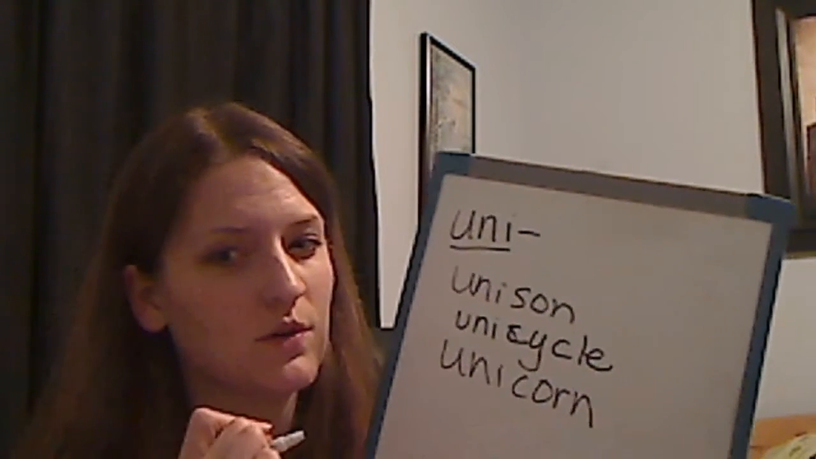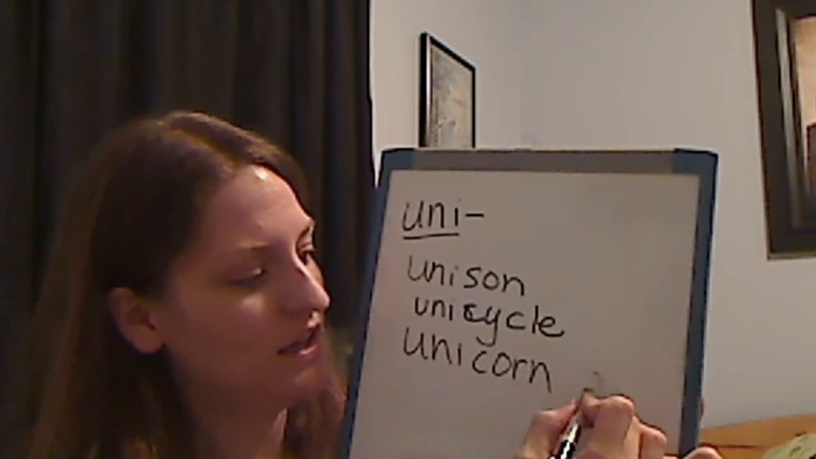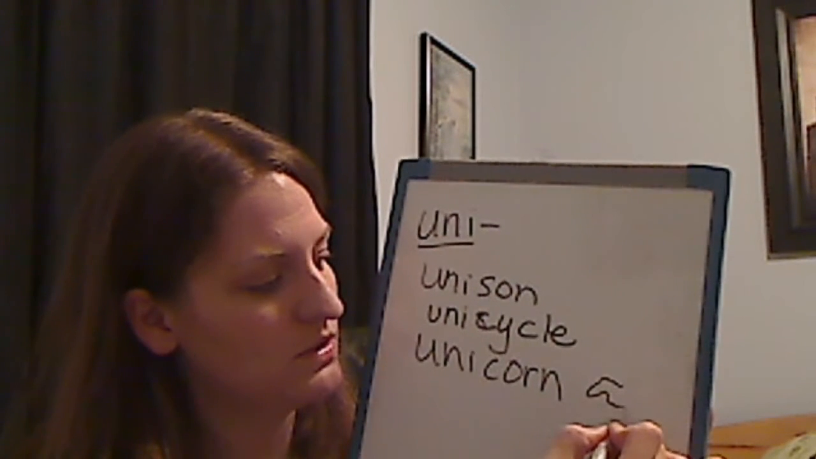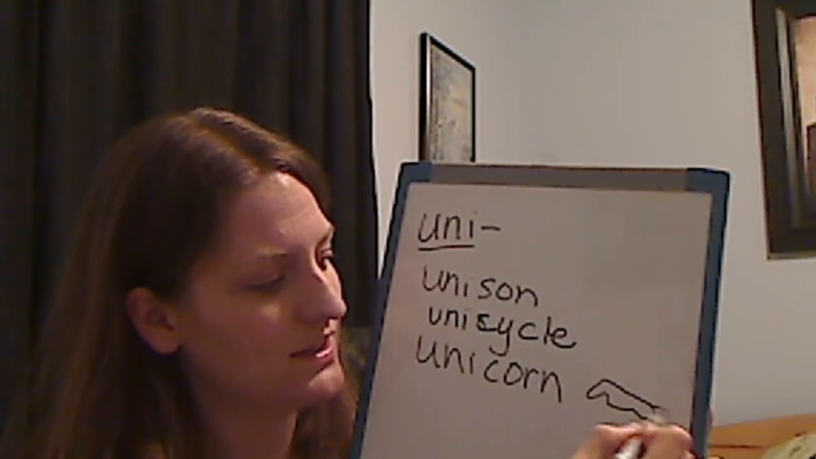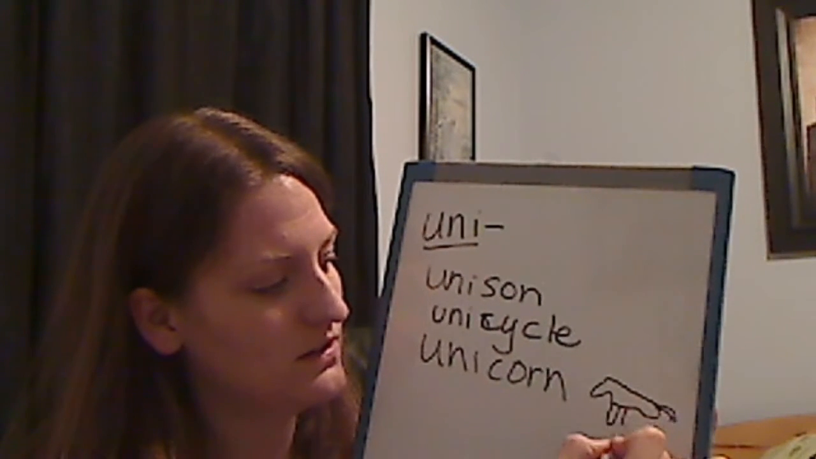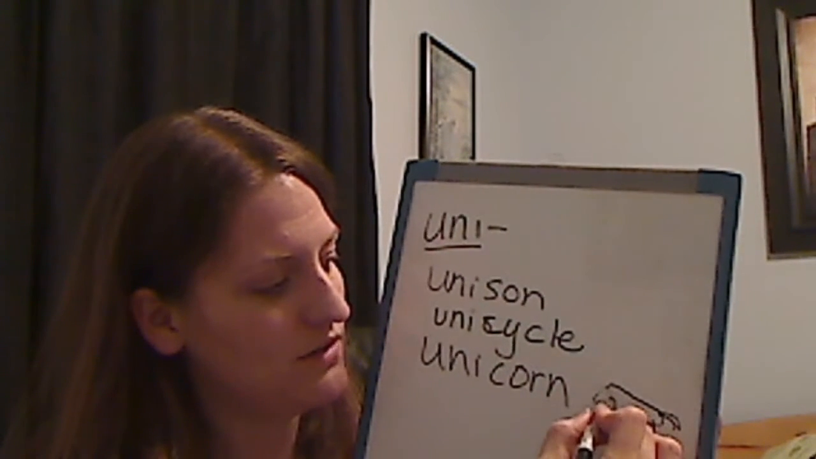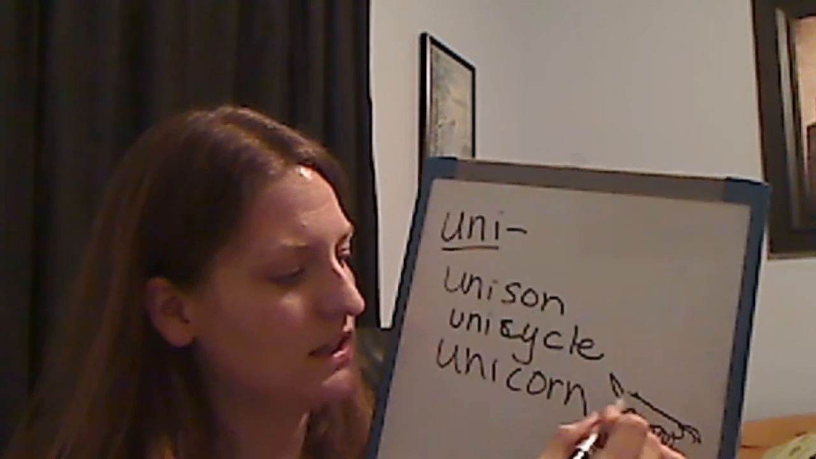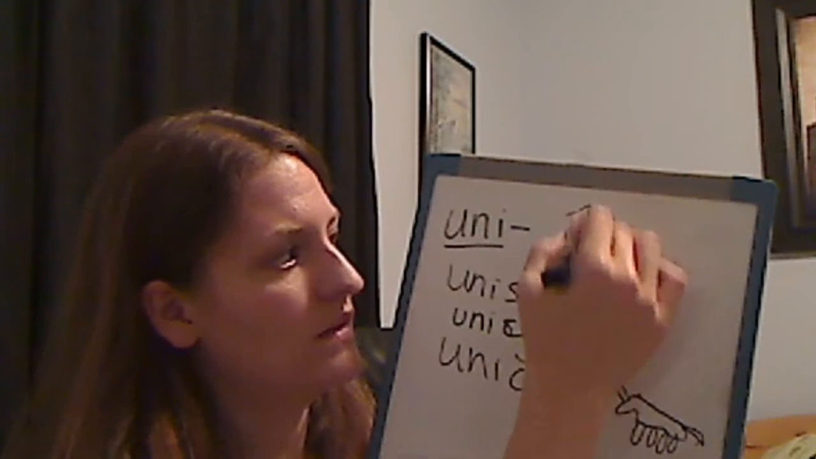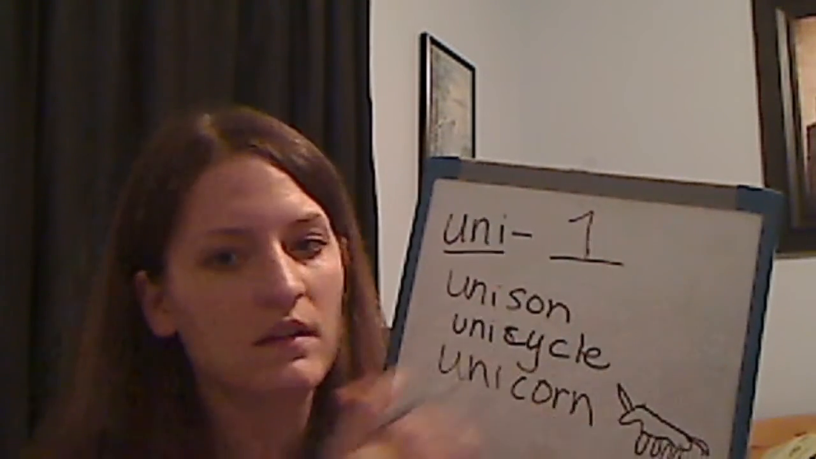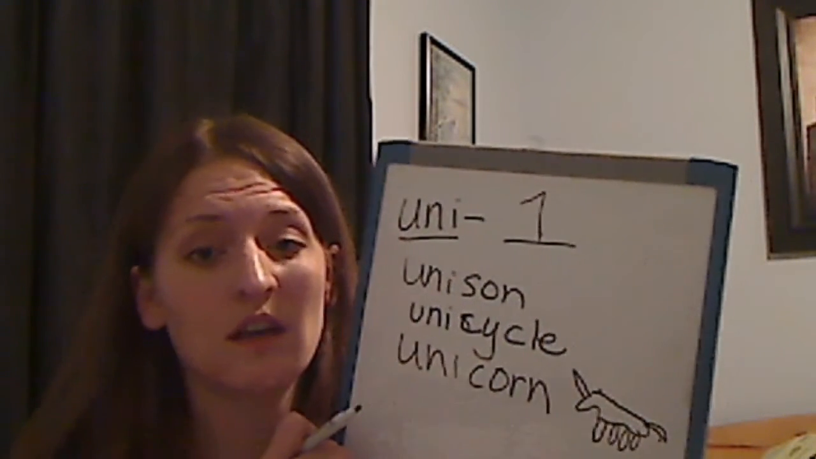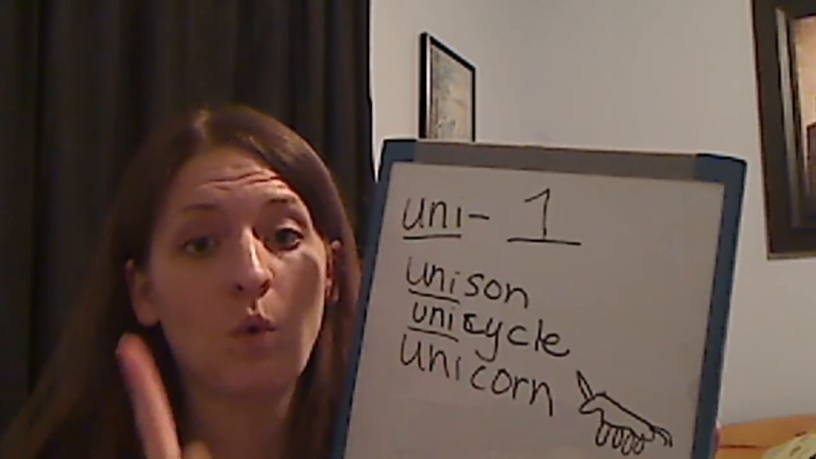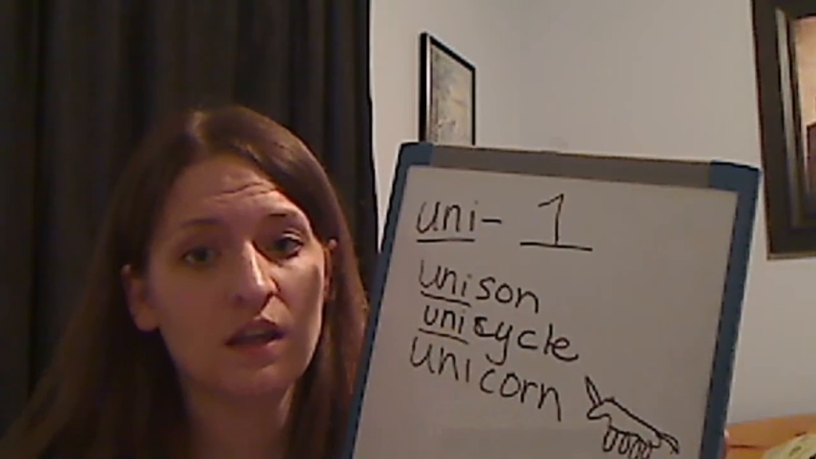Are you picturing a unicorn in your head? Yeah, it has, okay, let me do my best. Oh boy, Mrs. Wilson is such an artist. Just kidding. So I have my unicorn here, and remember they have one horn. So I like to think of the word one. And that's what uni means. So when you add the prefix uni to anything, it means one.